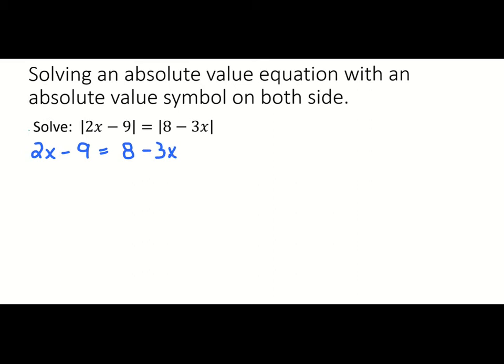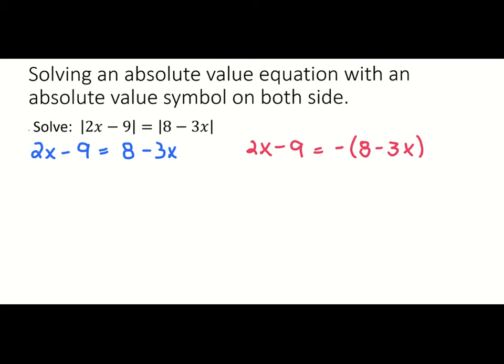And then we're also going to do, I'll change to red, another equation. We're going to do 2x minus 9, so we're going to keep that as it is, but this time we're going to make it equal to the opposite of 8 minus 3x. So that's where our negative comes in.